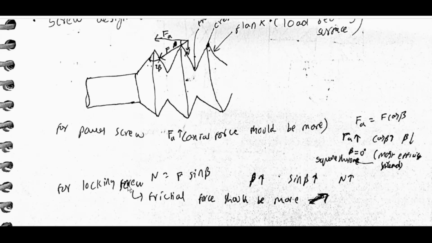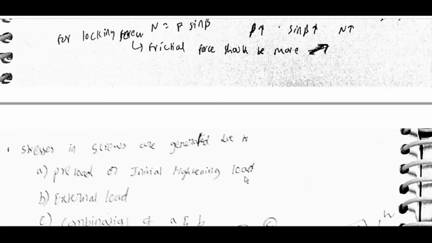For a locking screw, N is equal to F sin beta. Beta increases, sin beta increases, N increases. Frictional force should be more. So N should be more.